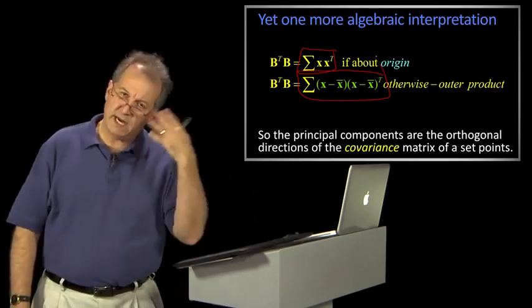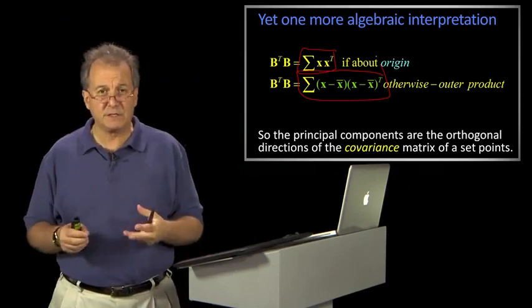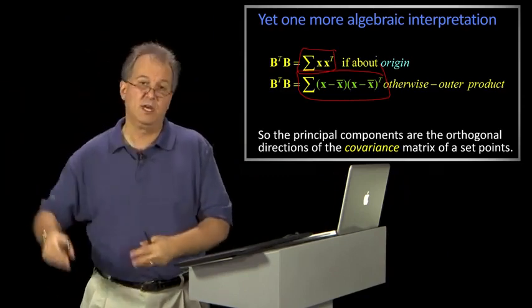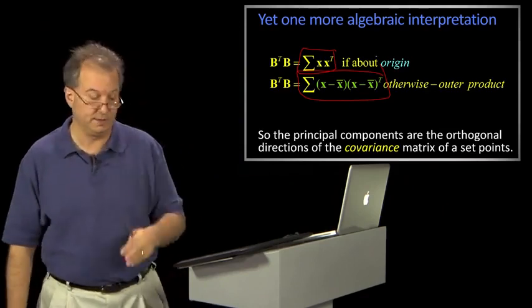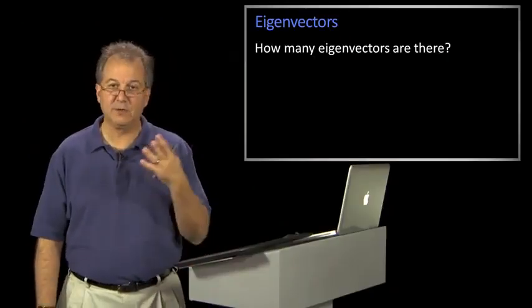For those of you that care, if you think about a covariance matrix as an ellipsoid in space, your eigenvectors are going to end up being the major axes of these ellipsoids. Here's a quick question for you. How many eigenvectors are there? Not on the planet, in general.